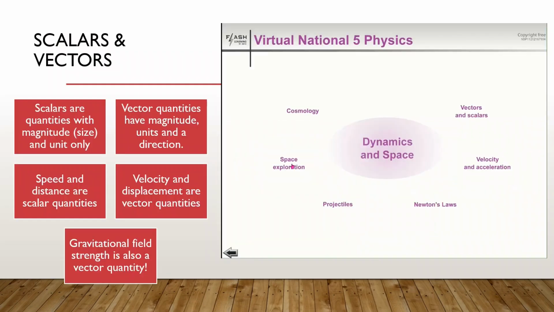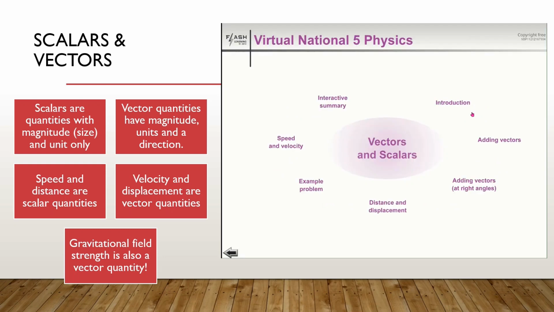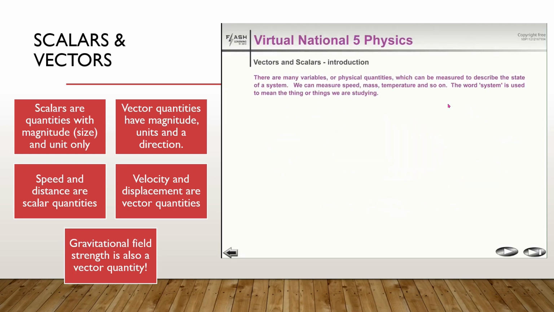Hello, Lockerbie. Lots of you were saying that you didn't really know what scalars and vectors are, so I'm going to introduce you to scalars and vectors. Some quantities are scalar quantities, and they can be fully described by a number, which is called a magnitude, and a unit. So these would be things like speed, mass, temperature.